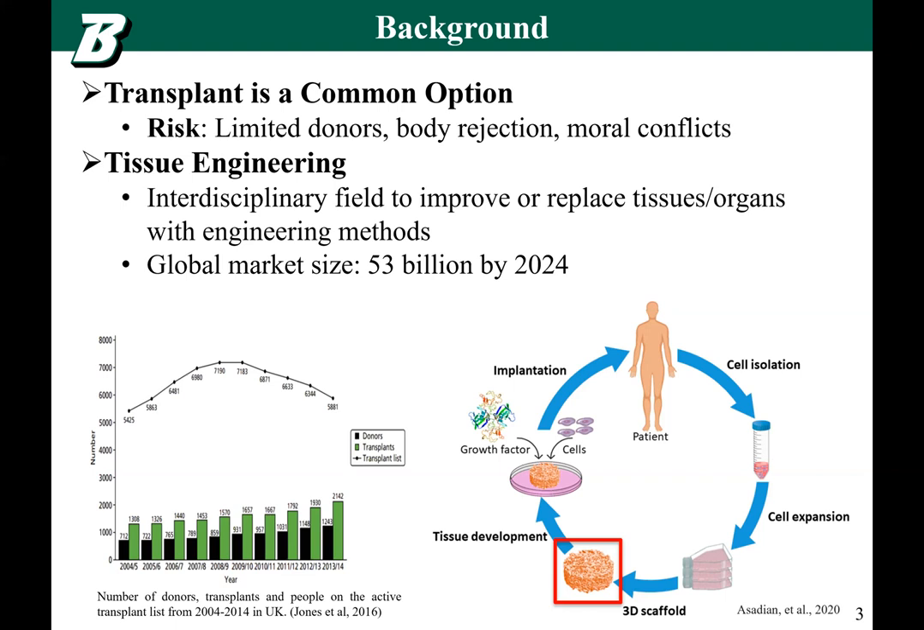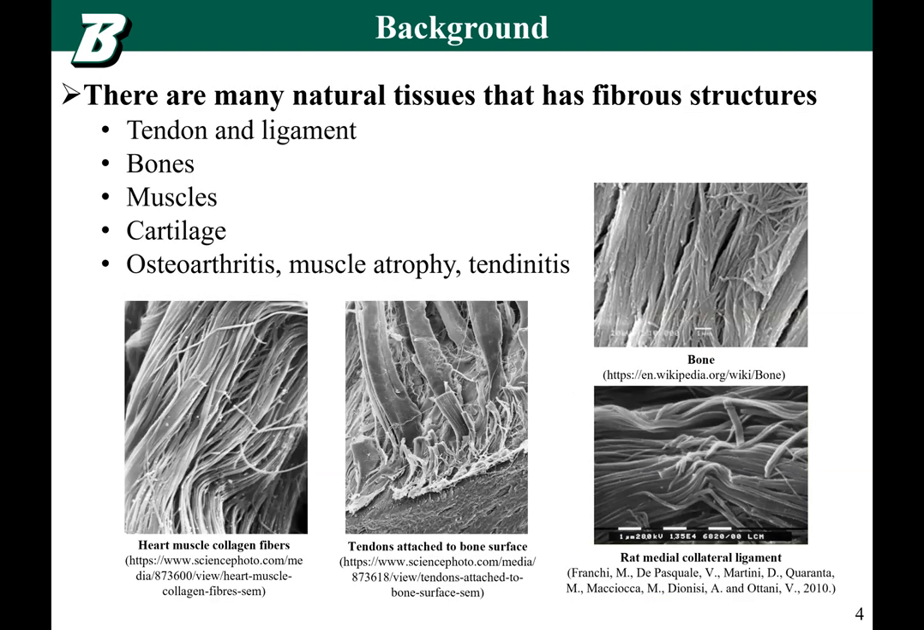So as an industrial engineer, I focus on the fabrication of 3D scaffolds. Out of all of the tissues in our human body, nanofibrous tissues have come to our special attention because there are many natural tissues that have fibrous structures, such as tendon, ligament, bones, muscles, and cartilages. Those tissues are related to a major range of diseases, such as osteoarthritis, muscle atrophy, and tendinitis, as well as cardiovascular disease. Those diseases are affecting more than 50% of the population in the world.